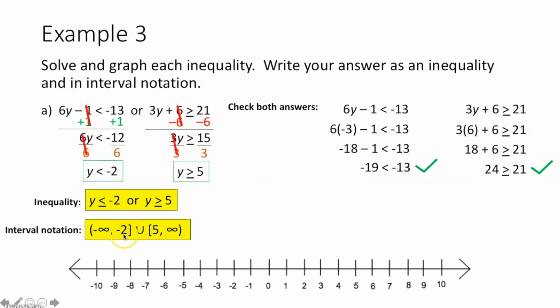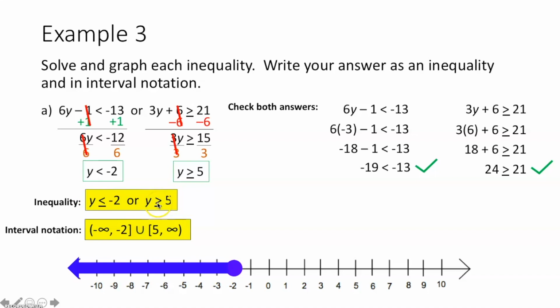We can graph it. We can use either one of these to help us graph it. Let's use this one right here. y is less than or equal to -2. At -2, we're going to put a closed circle because there's an equal sign here, and we want y values less than or equal to -2. So that'd be -3, -4, -5, -6. So we shade to the left. Again, since our variable is on the left, the inequality symbol points in the direction we're supposed to shade.